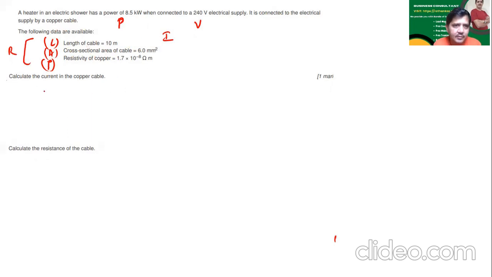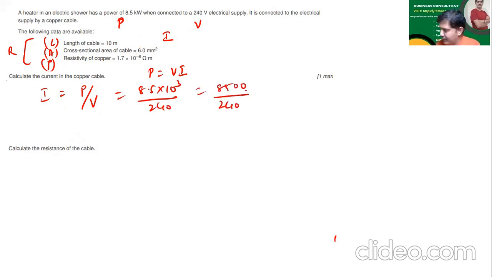Very easy. So you need to just find the value of I, which should be equal to power divided by voltage. Why power divided by voltage? Because we know P is equal to V into I. Using this formula, I got I equal to P by V. So what is P? 8.5 kilowatt. So 8.5 into 10 cube. Kilo means 10 cube, divided by 240, which would be 8,500 divided by 240.